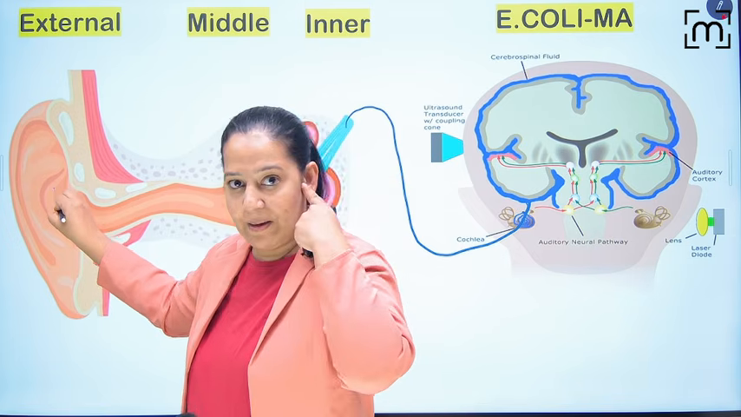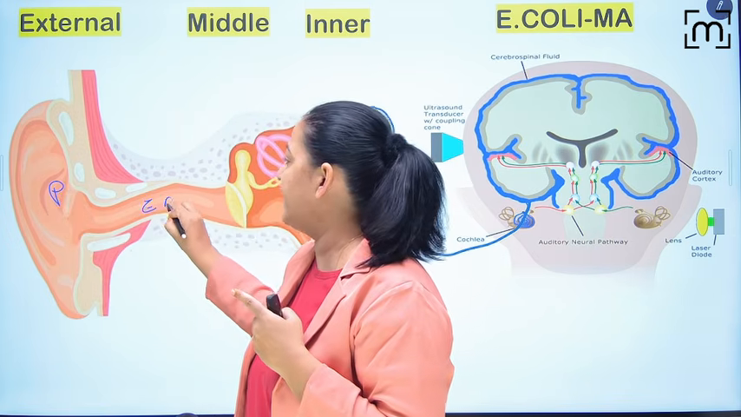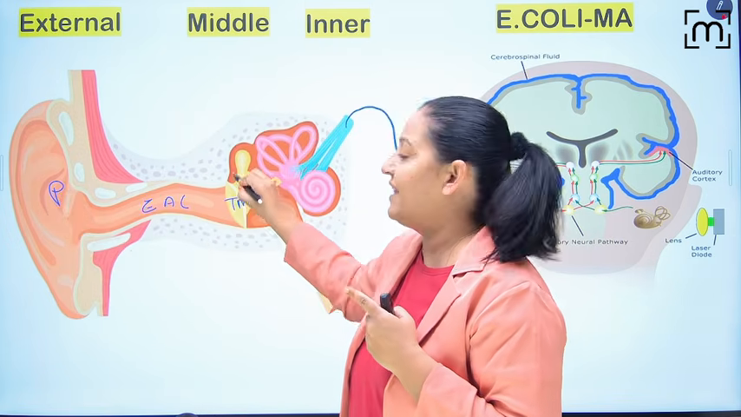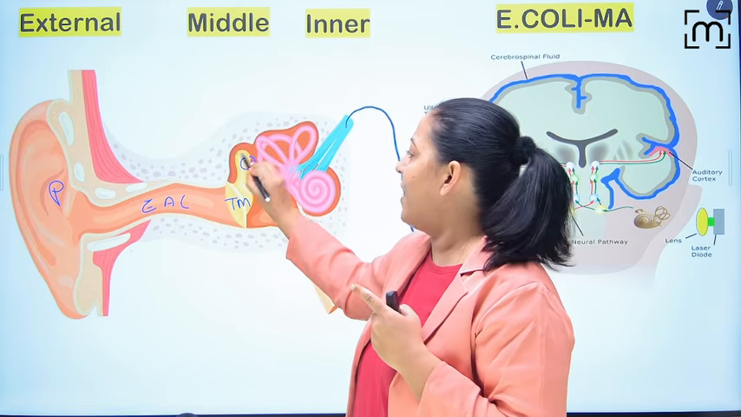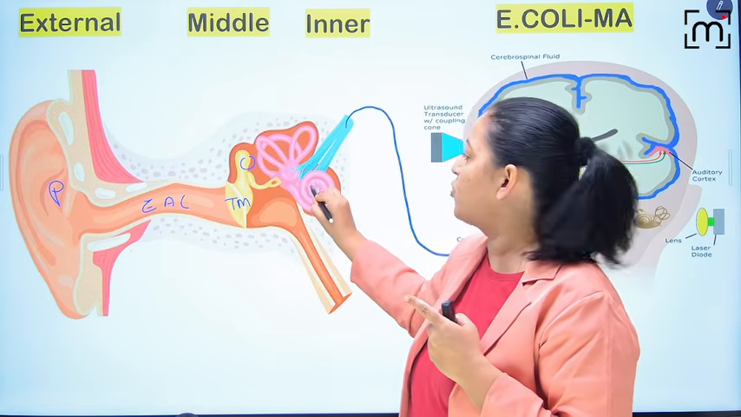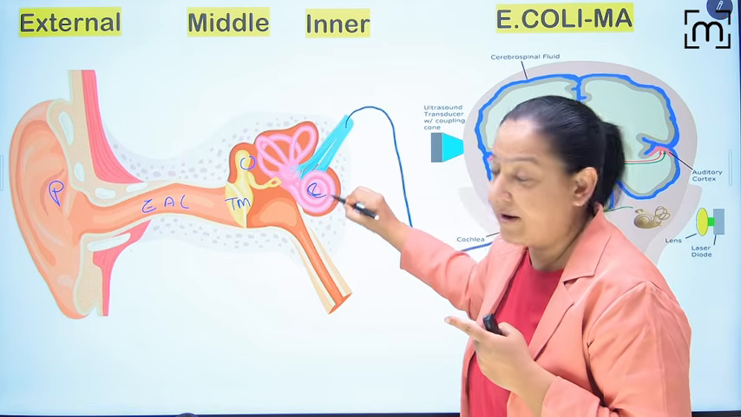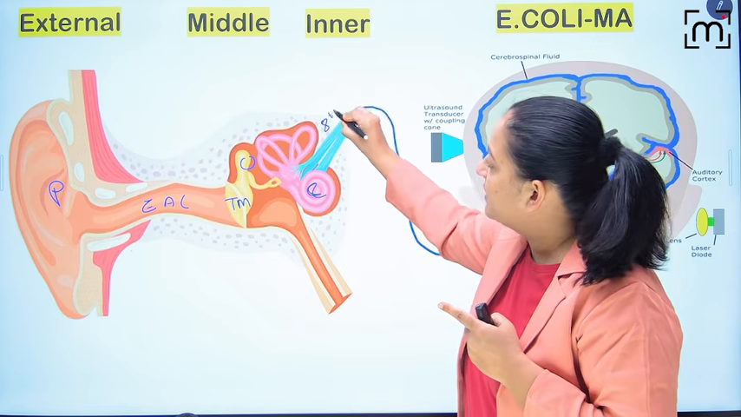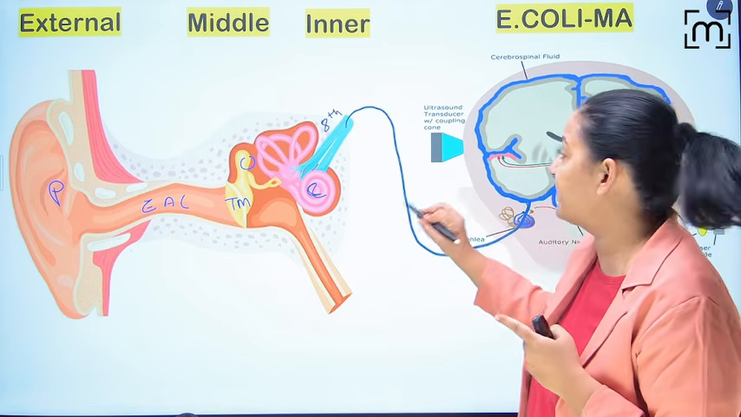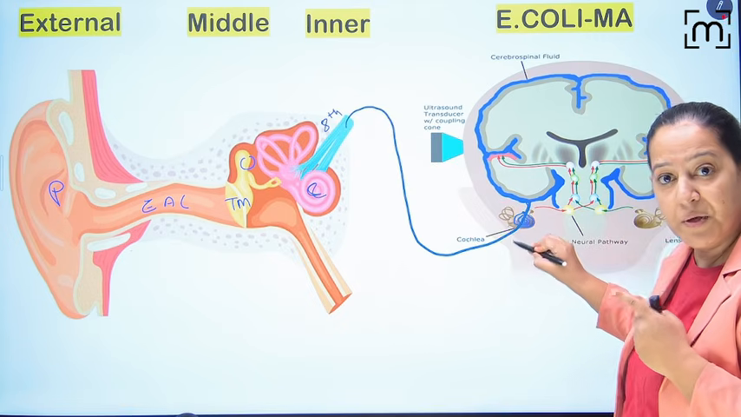First, sound goes into the pinna, then it goes into the EAC, then the tympanic membrane, then the ossicles, MIS. From the stapes it goes to the cochlea. From the cochlea it goes to the 8th nerve. After the 8th nerve, it goes to the brain.